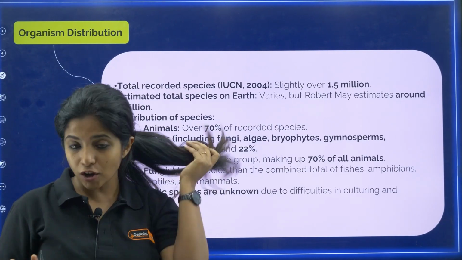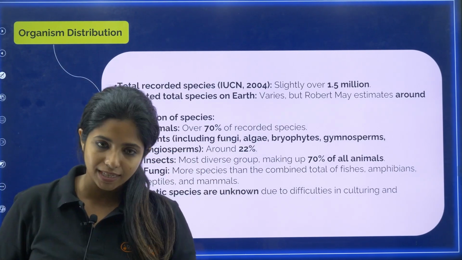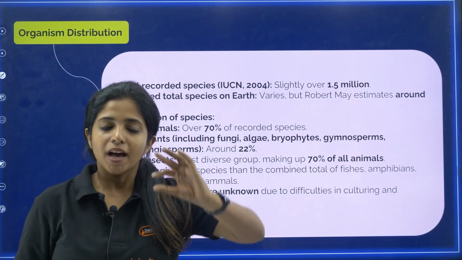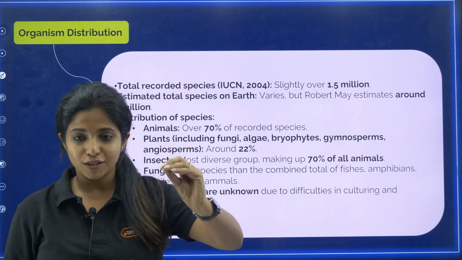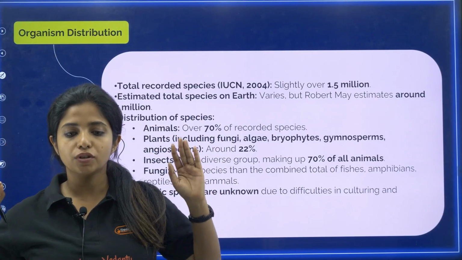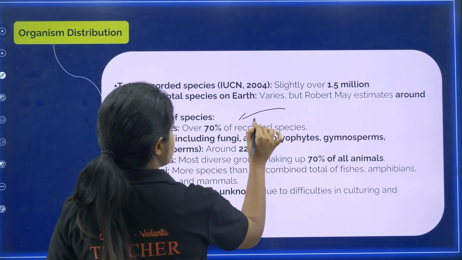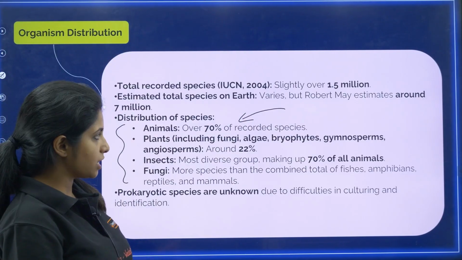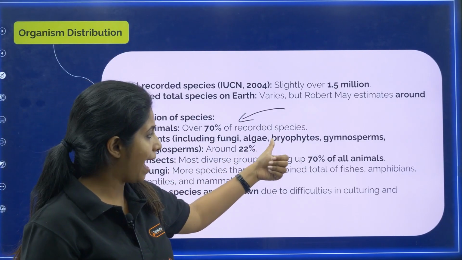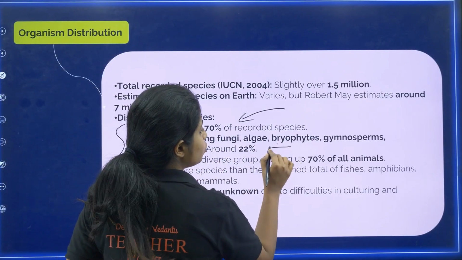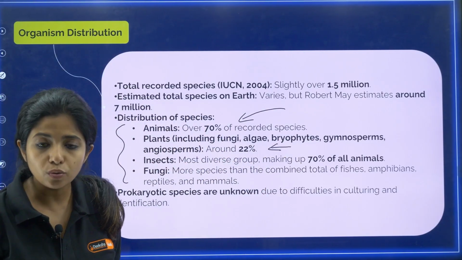Now the next slide talks about the organism distribution. What is important over here is this distribution of species. Animals are the ones that are highest in number. Almost 70% of the organisms are, my dear children, animals. Now let's talk about plants. Plants include fungi, algae, bryophytes, gymnosperms, everything. They are around 22%.